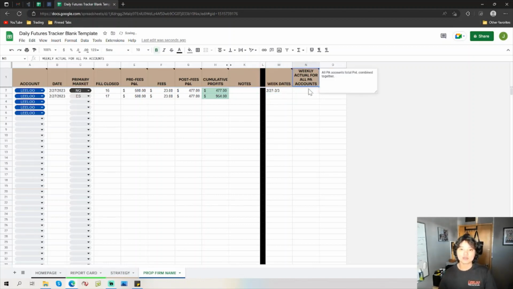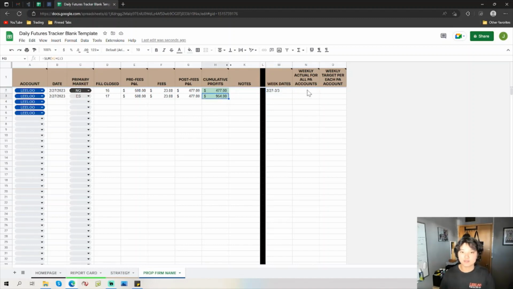And then right here, this is going to be all of your PA accounts combined together. As I mentioned, having individual sheets is important because let's say you had 20 Lulu accounts, 20 Apex accounts, 10 Bullnox accounts. You want to make sure you have all of those profits that are in this column inserted here, right? So at the end of the week on March 3rd, let's just say this is the end of the week.